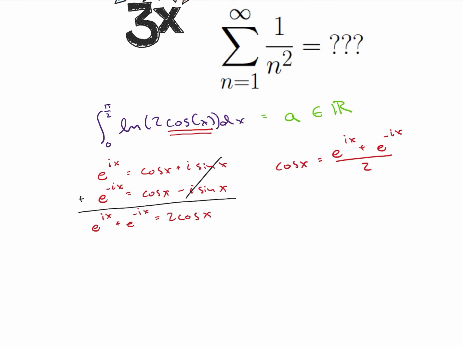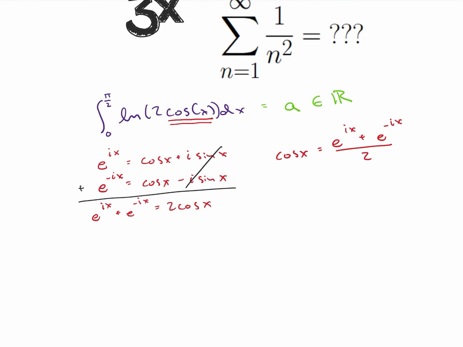So we're going to plug that back into our equation. Now we have the integral from 0 to pi over 2 of the natural log. The 2's cancel, and I'm left with e to the ix plus e to the negative ix. Now that I'm looking at this problem, once again it doesn't look too great to the casual observer, but we're going to try to get this into a form where we can integrate or have some method for solving.